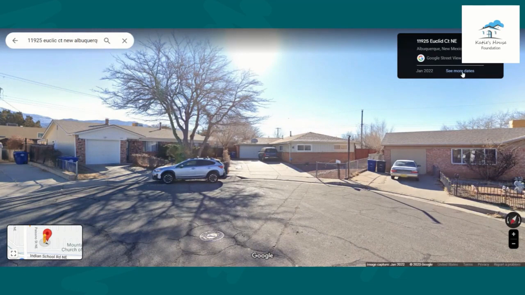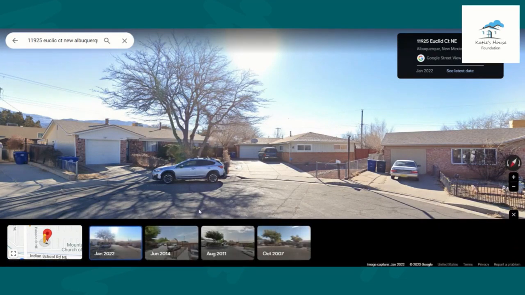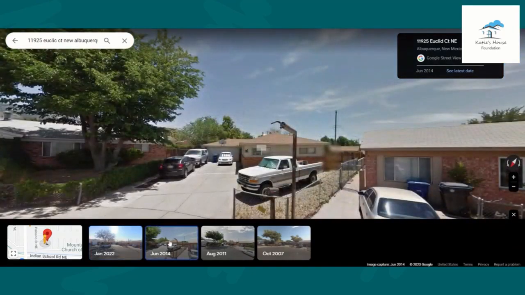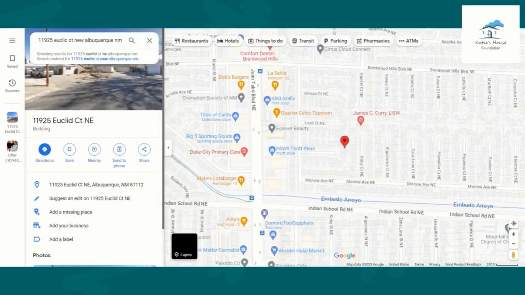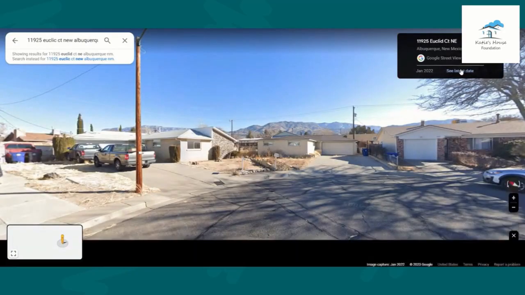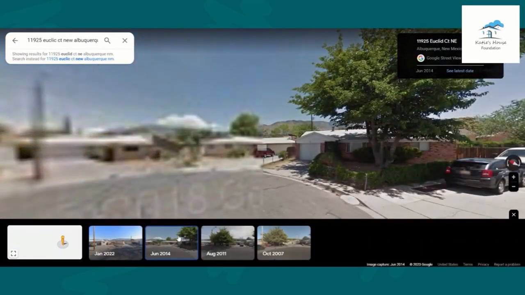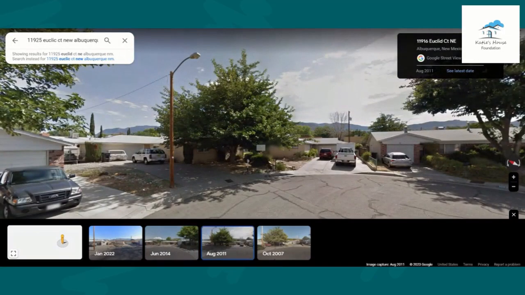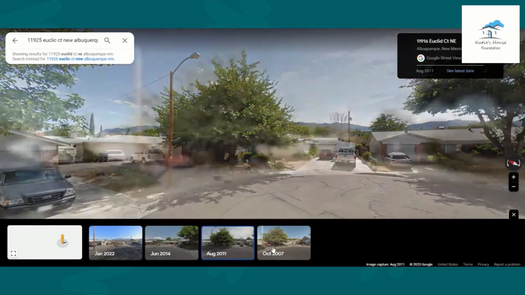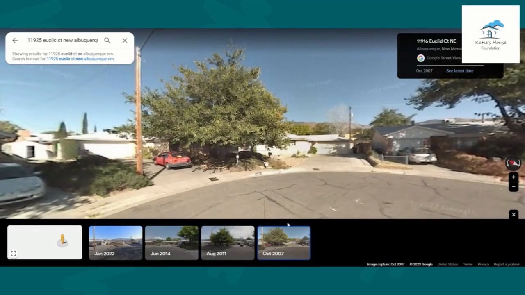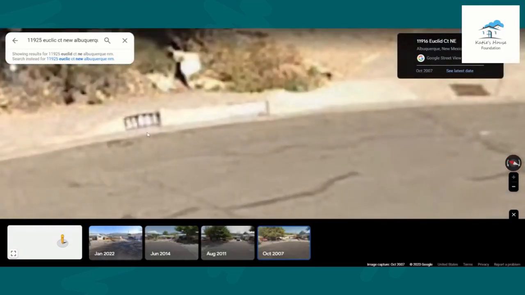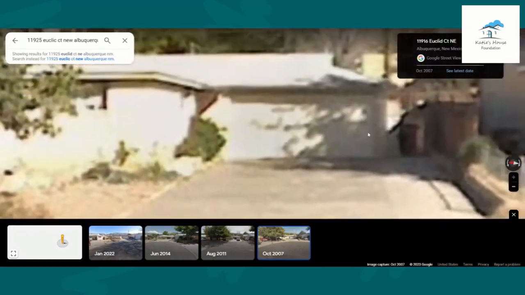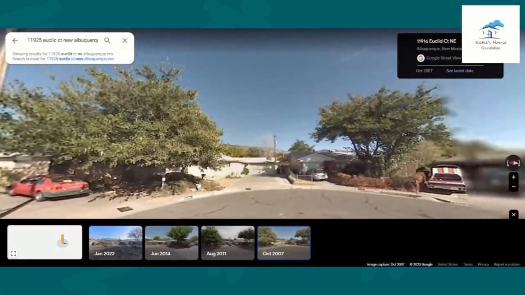And then I like to go to the see more dates. And I like to look back through, what did the house used to look like? So I'm just going to actually jump back to see how things have been changing over the course of time with this property. I'm going to try and see if I can get the address here. 11. So that's not a 5 there. So it's probably the house next door. This one here.